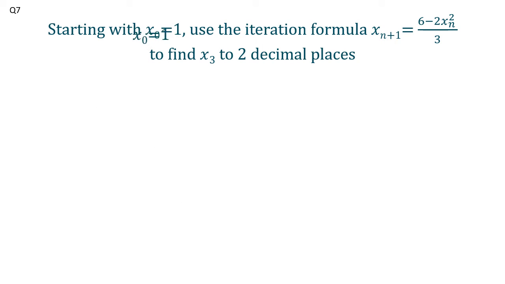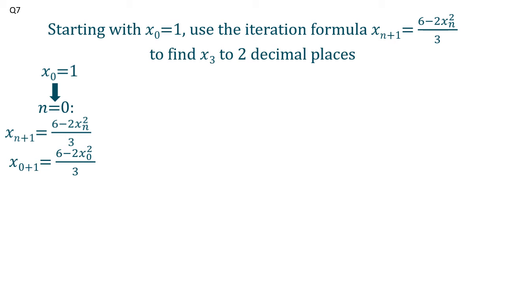We've been given x0 equals 1 in the question, so we know n equals 0. Substitute all the n's for 0 in the iteration formula. We know 0 plus 1 equals 1, so we can see we're calculating x1. As we were given x0 equals 1, we can substitute that in. Putting this into a calculator, we get x1 equals 1.3 recurring.